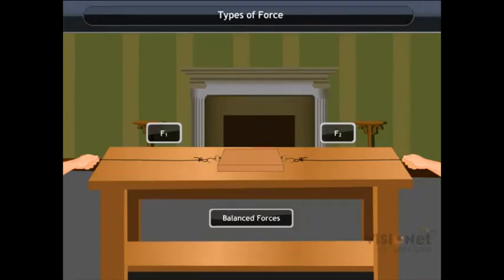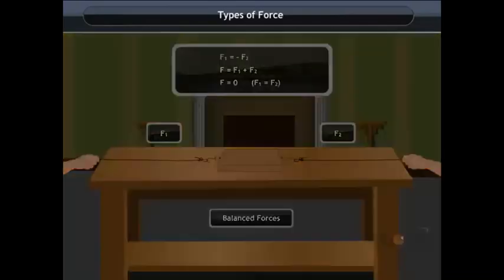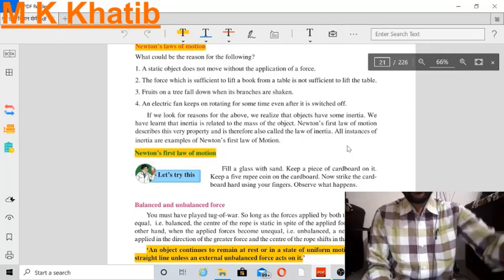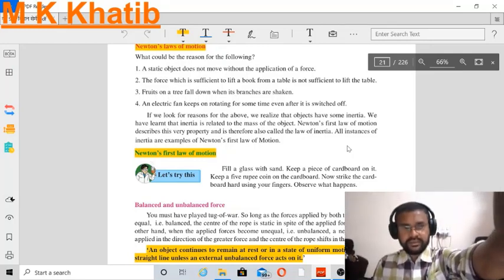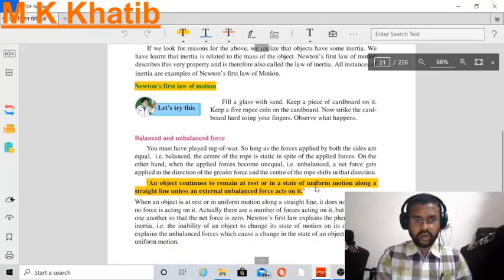Such forces are called balanced forces. Balanced forces do not change the state of rest or motion of an object. Thus, the net balanced force is zero. From this clip, we understood that in balanced force, the net resultant force is zero, and in unbalanced force, the net resultant force is not zero. With the help of this, Newton explains his first law statement.